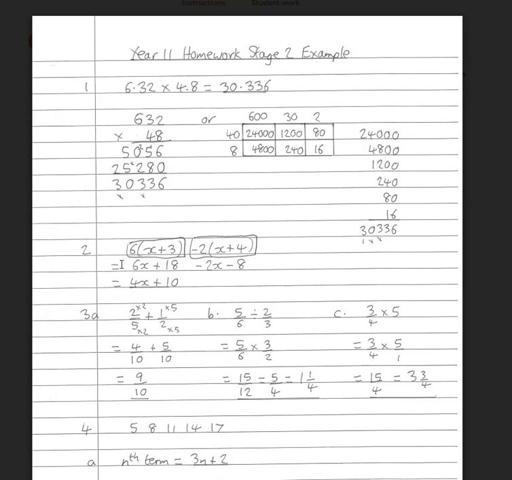So if I've done that correctly, I've already got myself a mark. Now I just need to do some tidying up. 6x take away 2x is 4x, 18 take away 8 is 10. And that's my second mark I would get for a question like this.